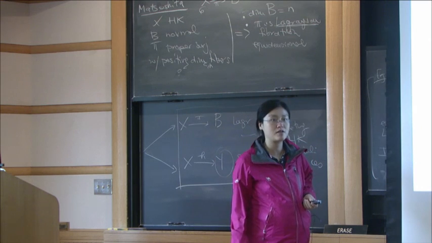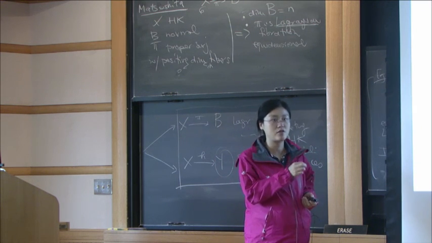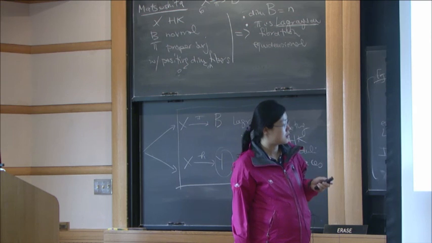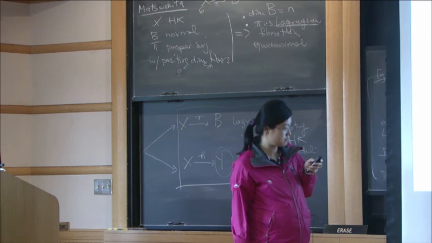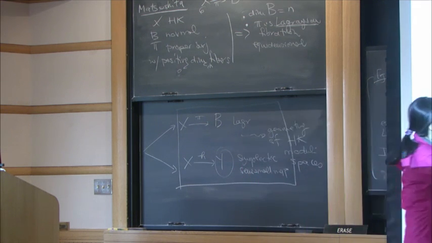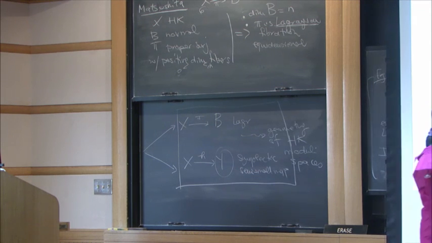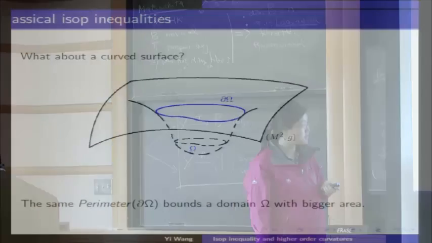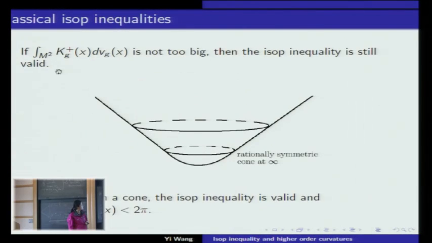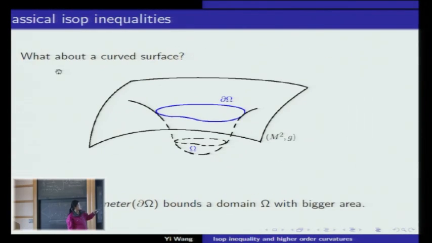Well, what happens on a curved surface? For example, if we assume this surface is non-compact but complete, without any topology or holes inside, then as you can see, with the same boundary here, one can enclose a much bigger area inside. And because of that, one suspects that probably the bigger the positive curvature is, the bigger the area enclosed could be. So what is the right formula for the isoperimetric inequality on such a curved surface?